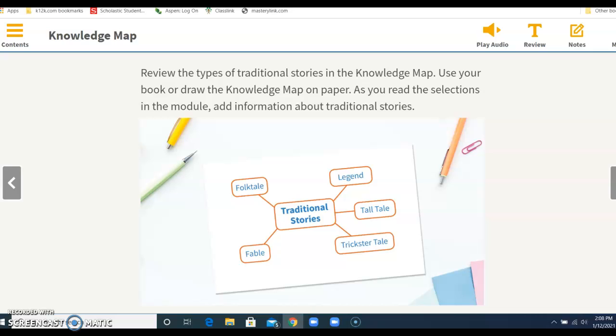What did you add to yours? Talk with your friend or your neighbor or with your parents and explain why you chose to put the story where you put it and what was your proof or evidence that that was the right place.